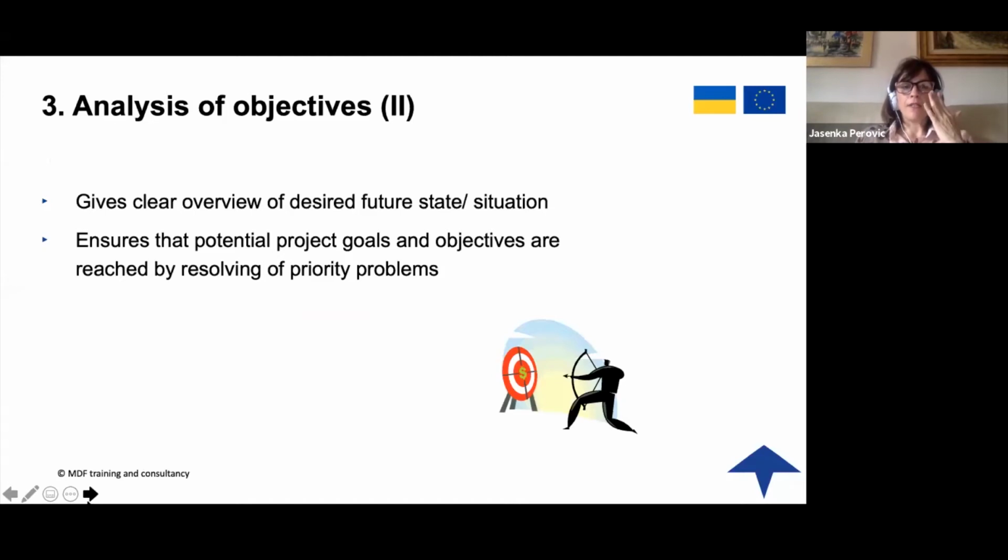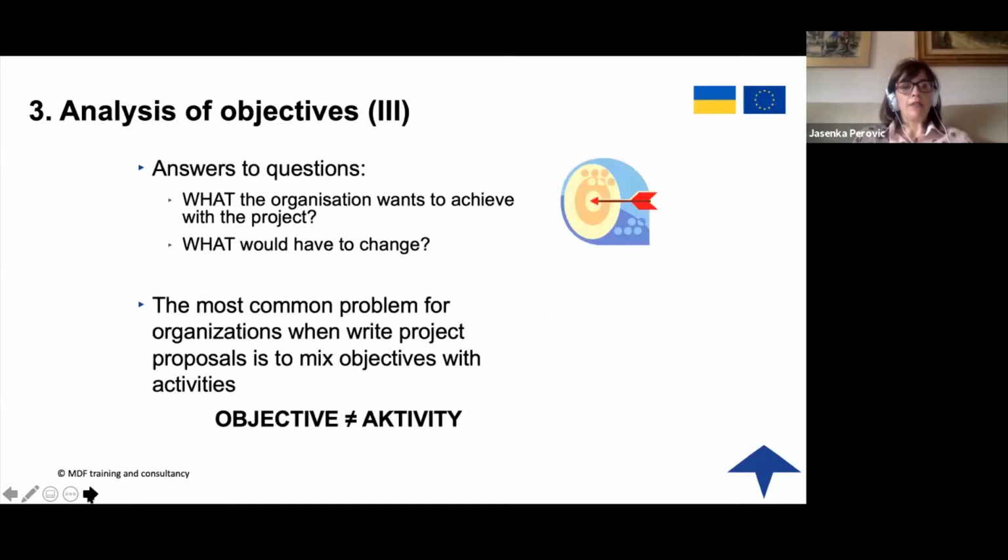Analysis of the objectives really gives a clear overview of the desired future state, and ensures that potential project goals and objectives are reached by resolving priority problems. It really answers the questions: what the organization wants to achieve with the project, what would have to change.